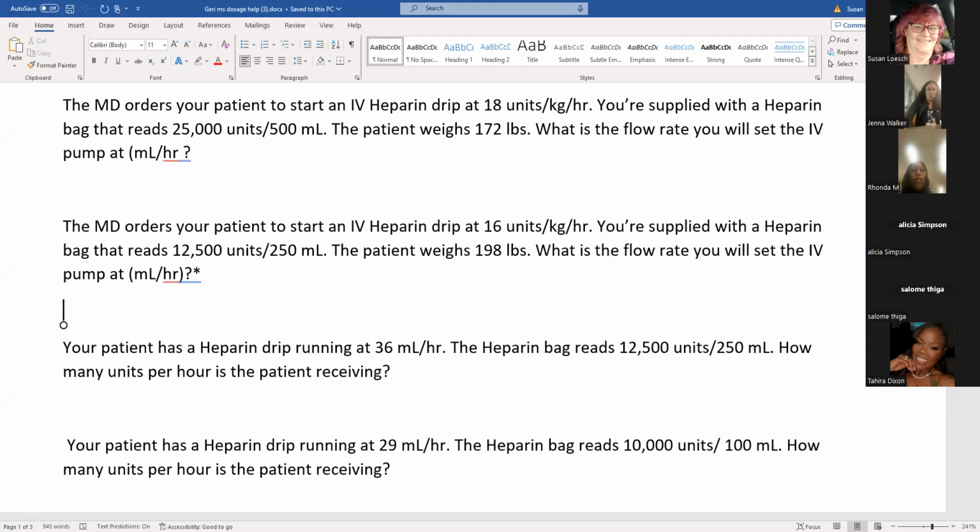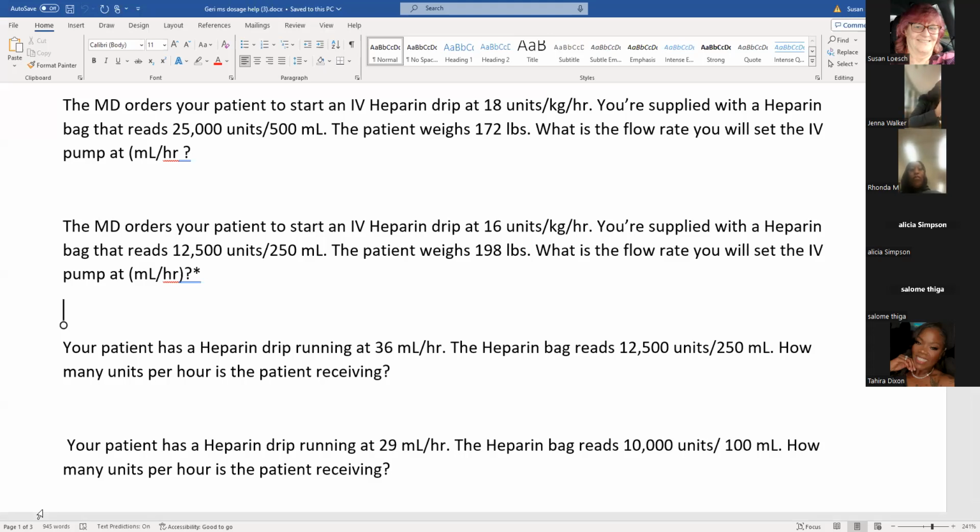Okay, so I want you to take everything out of the question, because when I go to the whiteboard, I'm not going to come back to the problem. So first thing I want you to write down is the weight, 172 pounds. Next thing is, what do you have on hand? So what do you have on hand? 25,000 units by 500. Okay, and then what is your desired dose? 18 units times the kilograms times the hour.